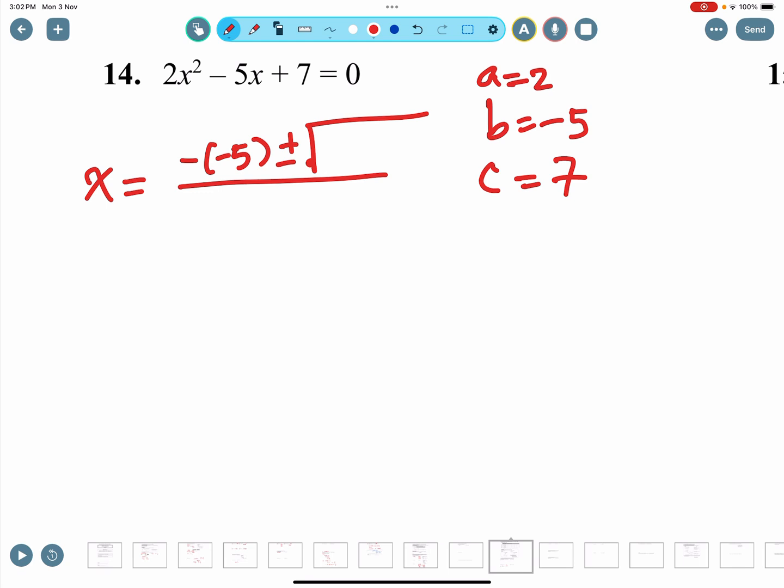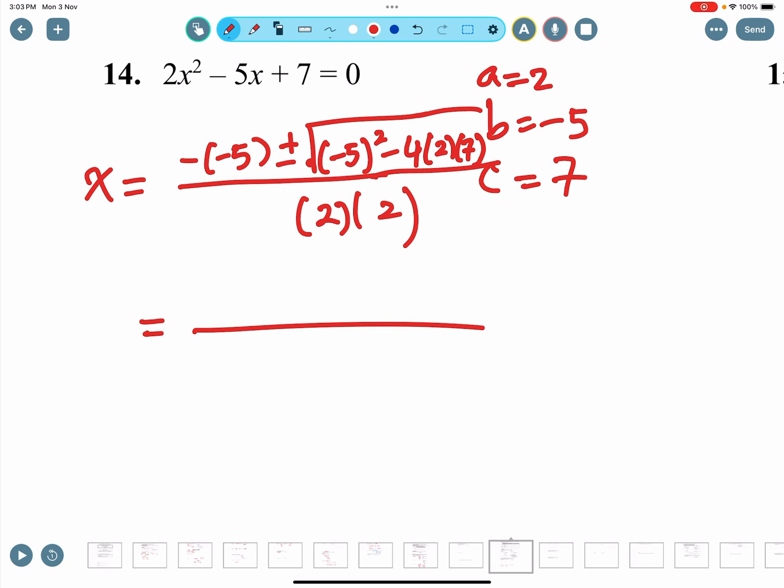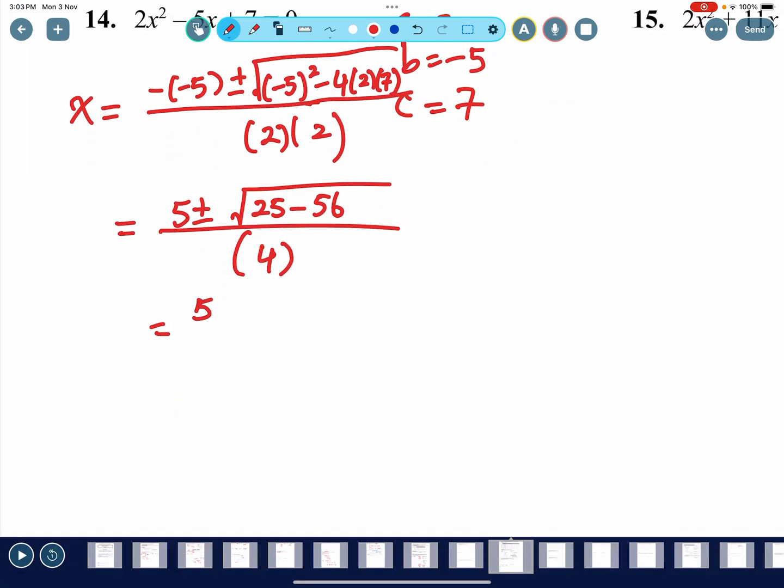Plus or minus, square root of b squared, -5 squared, minus 4ac, over 2a. Now just simplify the numbers. Negative times negative is positive, plus or minus the square root of 25 minus 4 times 2 is 8, 8 times 7 is 56, over 4. Now I'm going to end up with a square root of a negative number. 25 minus 56 is -31, over 4.